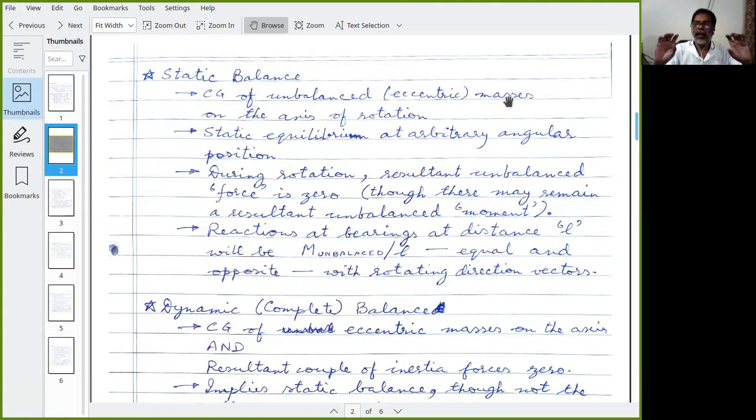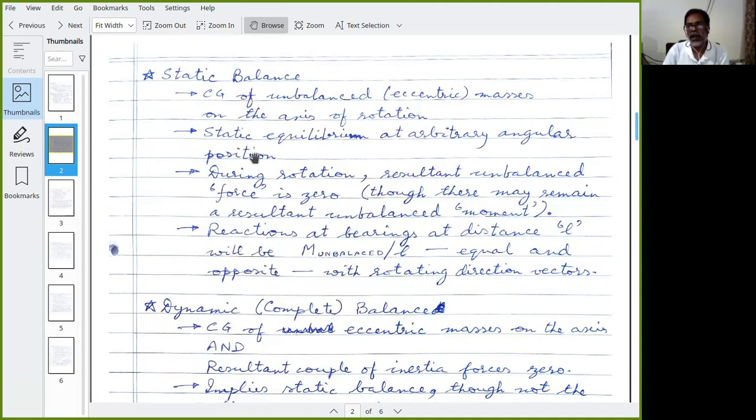So, the axis cannot come down because the parts are rigid. So, by turning this way or that way, there is no chance of taking that CG further down. So, in whichever angular position you keep it, it stays there. When you keep it static, you position it and leave it gently. That is the sense of static balance. So, static equilibrium at arbitrary angular position.